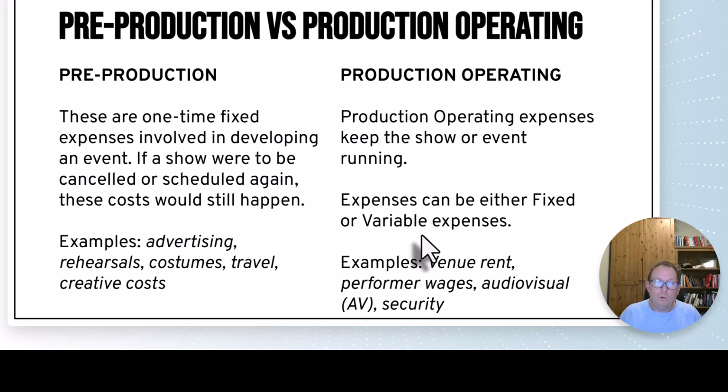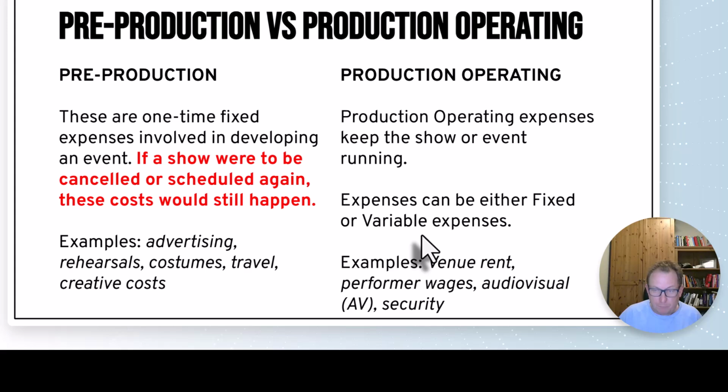One of the things that we found is that a lot of people, when they read the Event Math stories, will get confused between pre-production and production operating. So, pre-production, I want to highlight, is one-time fixed expenses in the creation of the event, whereas production operating are expenses that show up for the show or the event as it's actually running.